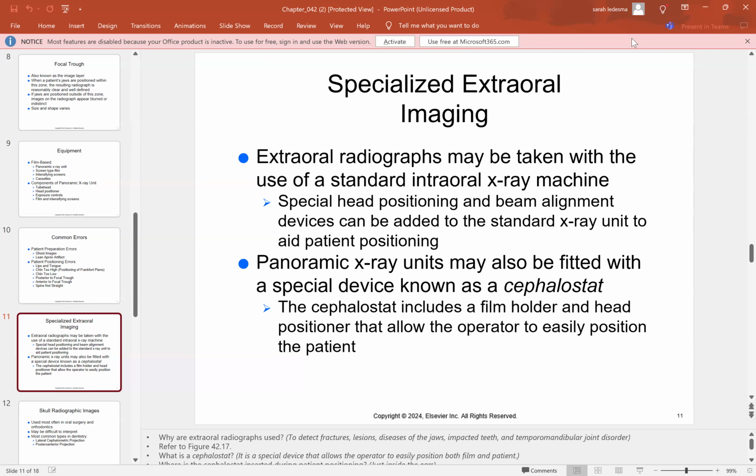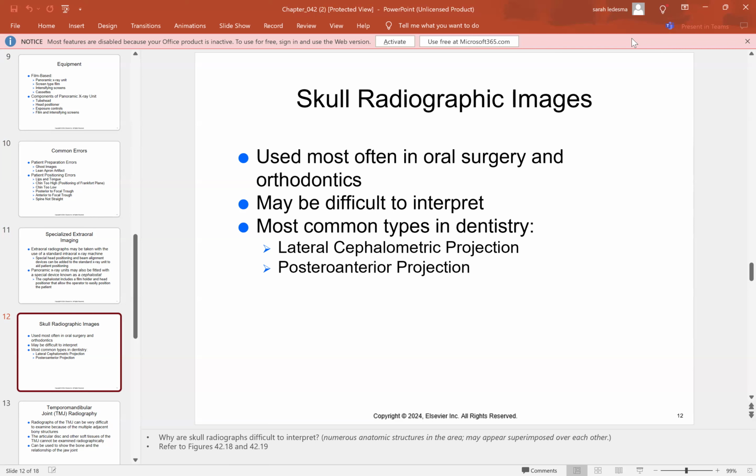Skull radiographic images, most often used in oral surgery and orthodontics, may be difficult to interpret. Most common types in dentistry include the lateral cephalometric projection and the posterior-anterior projection.